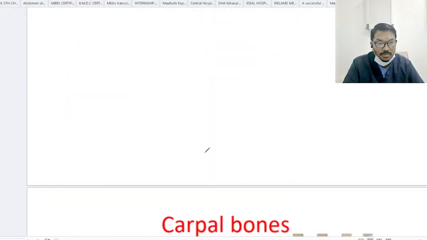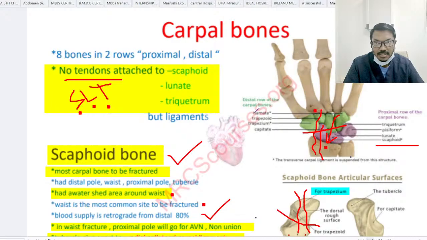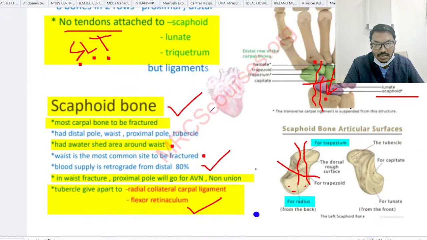Now the carpal bones. We'll try to finish a little rapidly. There are a total of 8 carpal bones in 2 rows. You have to remember every bone name with its serial number. The names are scaphoid, lunate, triquetral, pisiform, trapezium, trapezoid, capitate, and hamate.